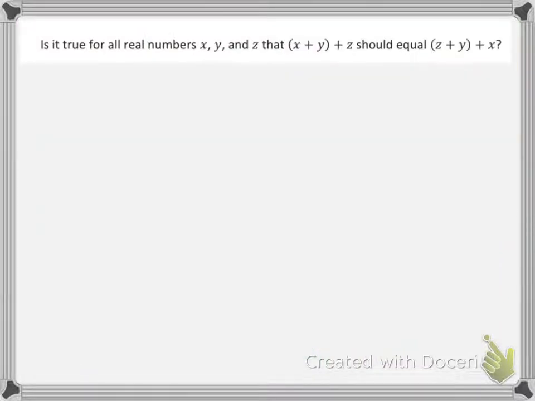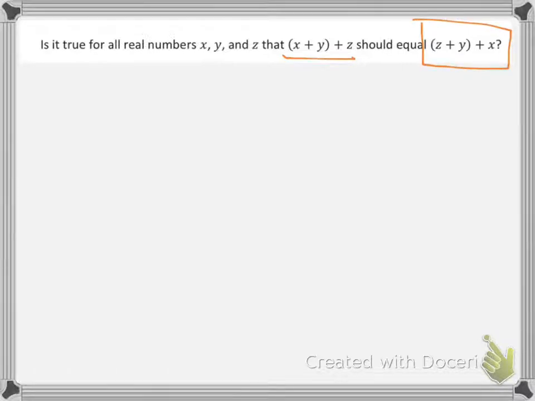This is exercise 5, I believe. Is it true for all real numbers x, y, and z that the sum of x and y, plus z, should equal the sum of z and y, plus x? Well, we're going to make a flow chart and show how this is true. We'll do that by slowly working from our original expression to our goal expression, which is that.